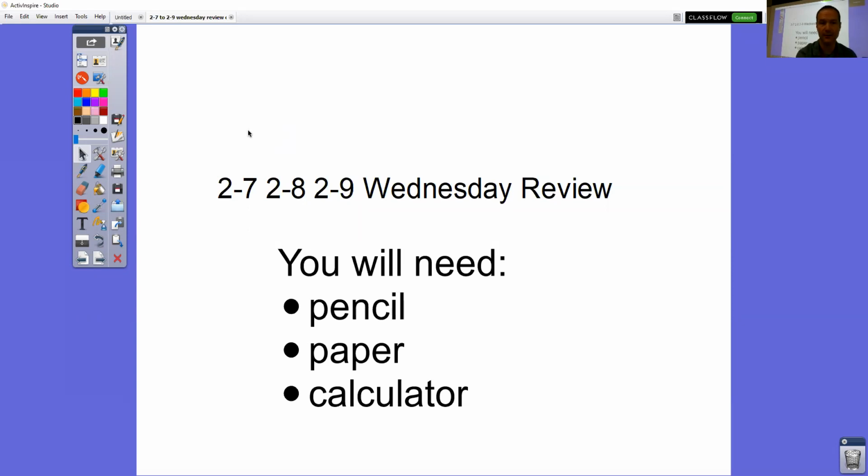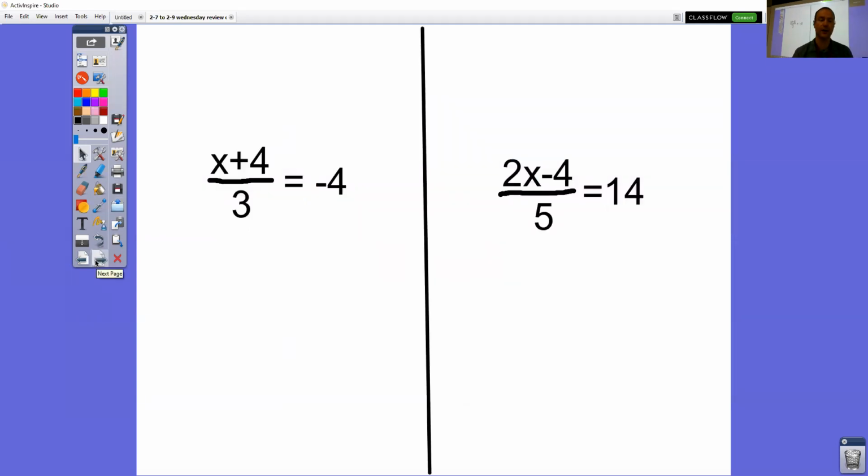I'm going to put a problem up on the screen. I want you to try it, and then I will go over it. So the first type of questions that you're going to have on your quiz look like this, where you have an operation in the top part of the fraction.